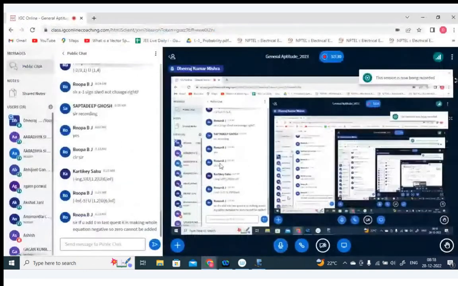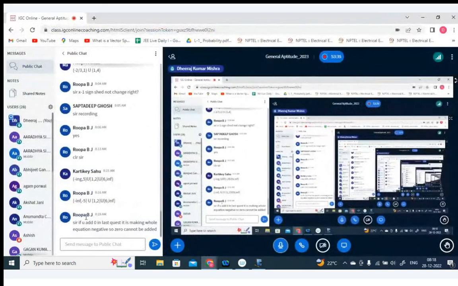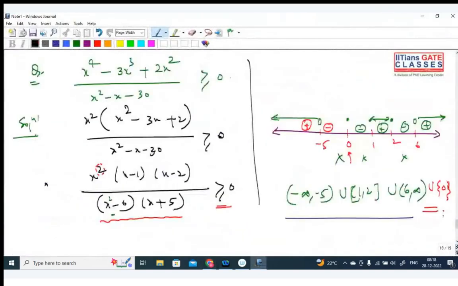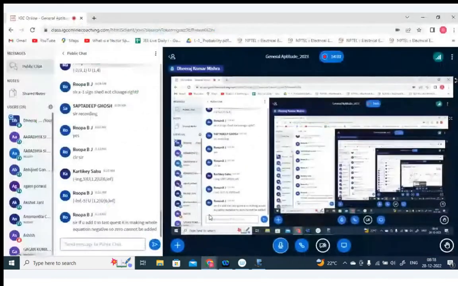Rupa is asking: if you add 0 in the last question, it is making the whole expression negative, so 0 cannot be added. See, what I'm doing is just putting the family, because this is 0 here now. So just put 0 here in the set form, right? I'm not saying that you are going to put 0 here as a solution of the inequality. That is also part of the family. That's it. So that's why I'm using the set here.